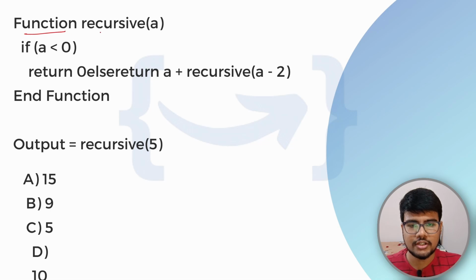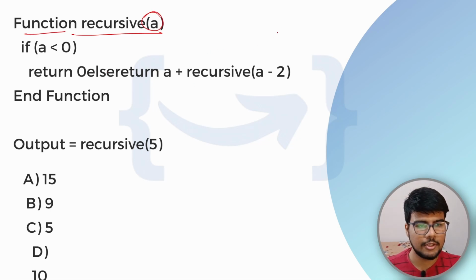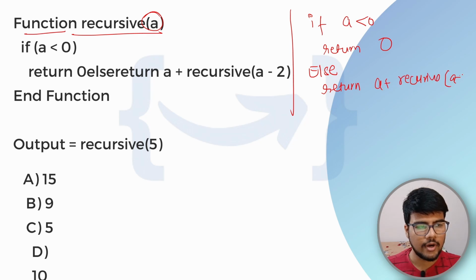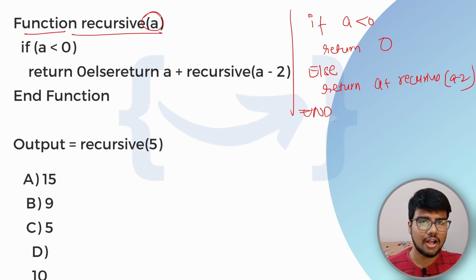Fantastic. So function recursive A. Okay, great. So return 0 again. I guess there's a PPT issue, but not an issue. So if a is less than 0, I need to return 0, or else I need to return a plus recursive of a minus 2. Pretty similar to the question that we did just now, is it? Instead of addition, we were having multiplication in the previous question.